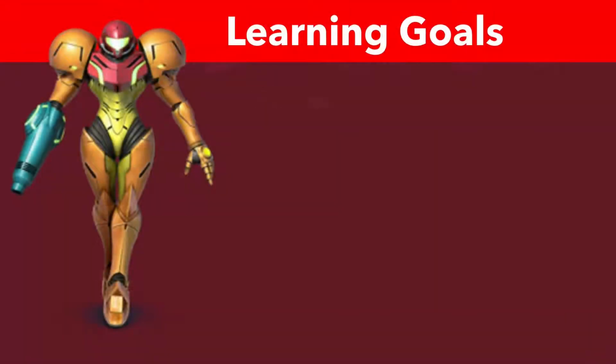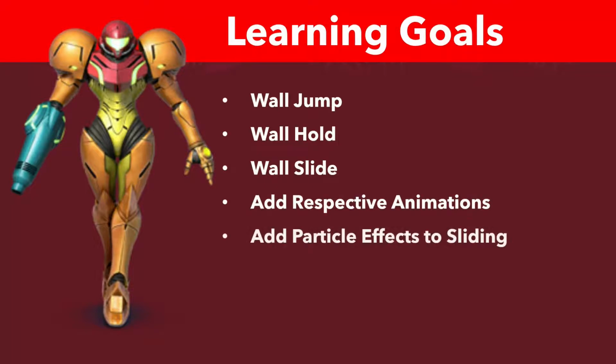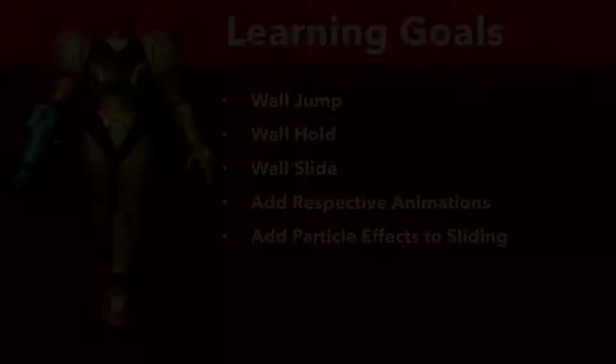So by the end of this tutorial you will be able to make a wall jump, a wall hold, or wall slide. Of course, we add the respective animations which I created from the available animations. You can download them below in the description. And we will also add a particle effect to the sliding, so you can also get an idea on how to add particle effects to your code. That being said, let's jump right into it.